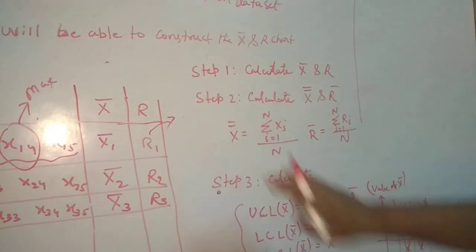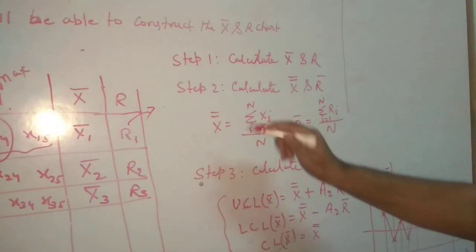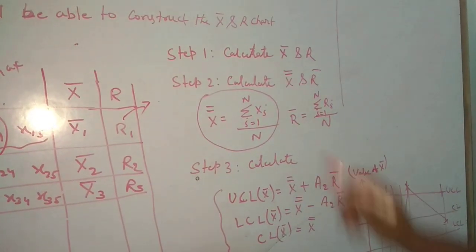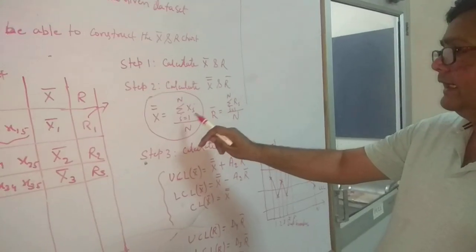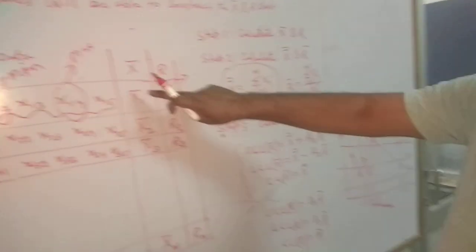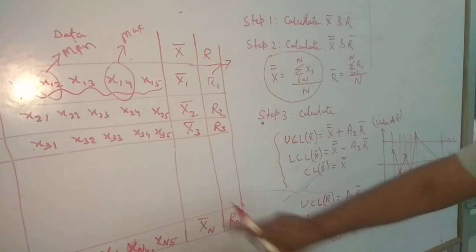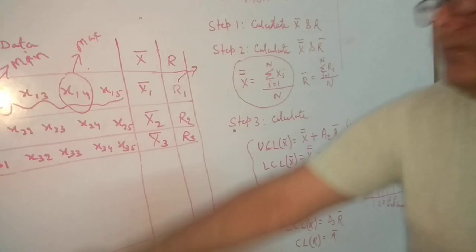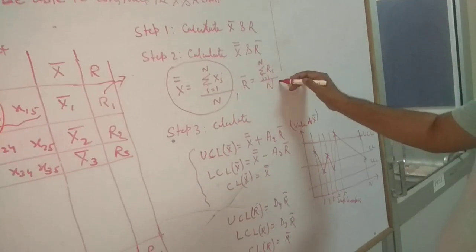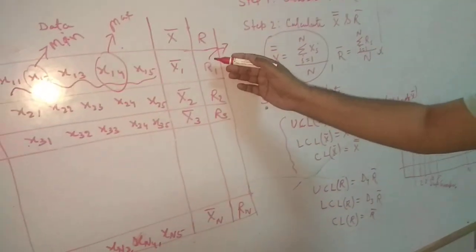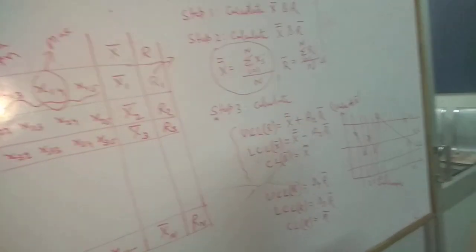Now, step 2. In step 2, we calculate the X double bar and R bar using this formula. The X double bar equals the summation of Xi bar, i equals 1 to n. What we will do is add X1 bar plus X2 bar plus X3 bar up to Xn bar, divided by the total number of samples. Similarly, we will also calculate the R bar using this formula: we will add and divide by n, that is the number of samples.